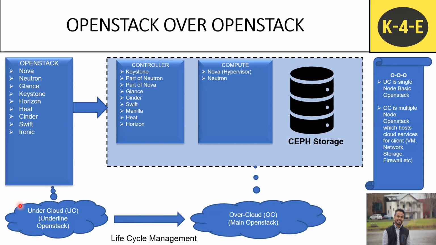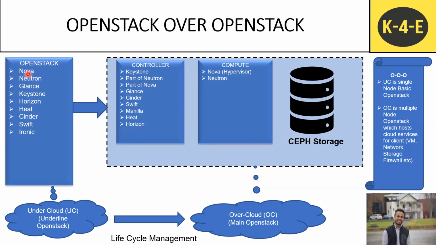We first say that the very first node is a single node. Here on the right side, I have mentioned TripleO undercloud, which in short form abbreviation I am calling UC. UC is a single node basic OpenStack. So here you can see this is your single node OpenStack. If you are deploying a data center of OpenStack, the very first node which you create is the undercloud, and this undercloud is a single node OpenStack, and it has all the important services of OpenStack.